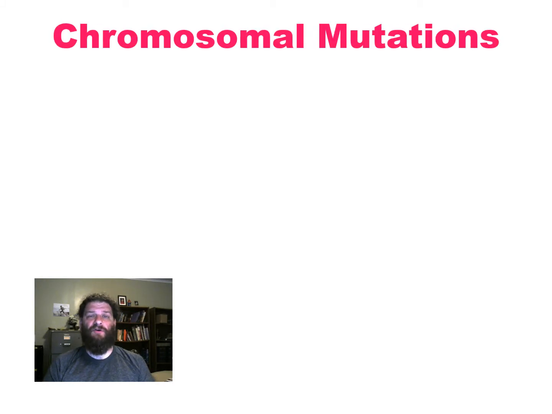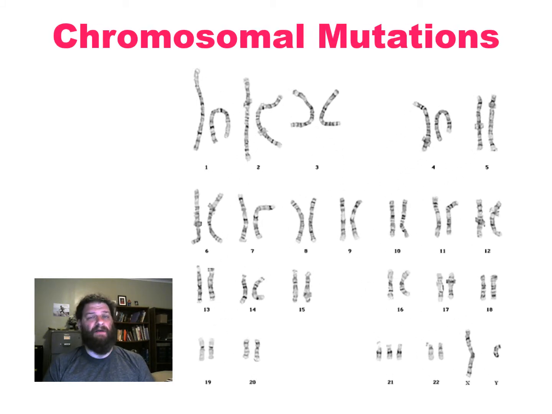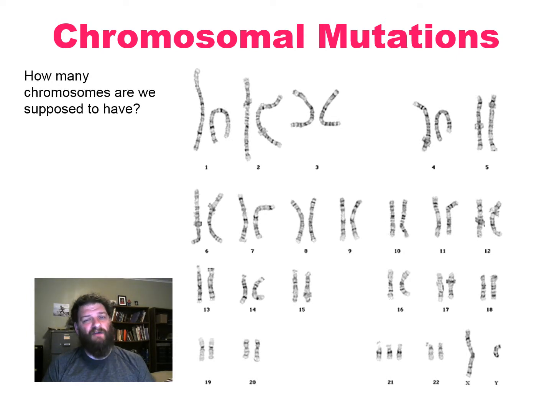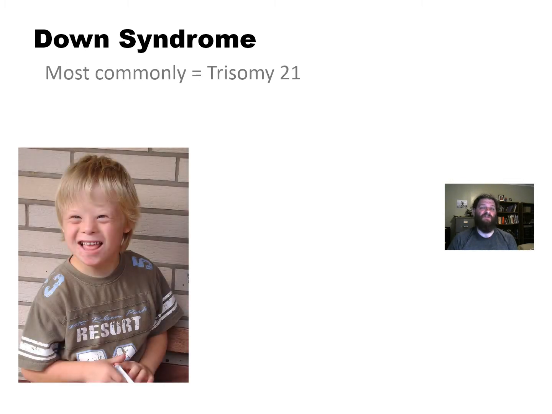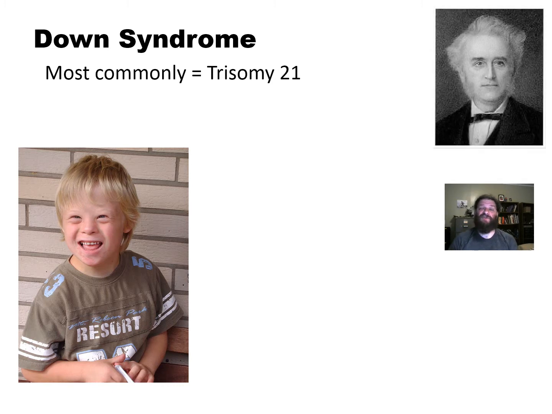Here we go. Here's a human karyotype. Now, how many are we supposed to have again? Because if you look carefully here, and count across, I got pairs, I got pairs, I got pairs. Wait a minute, down here at 21, I don't got a pair. I have an extra 21st chromosome. Having that extra 21st chromosome leads to a condition known as Down syndrome. It is also called trisomy 21, to talk about that triplet at the 21st position.